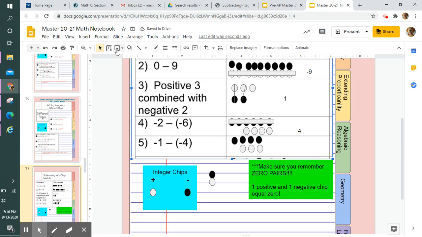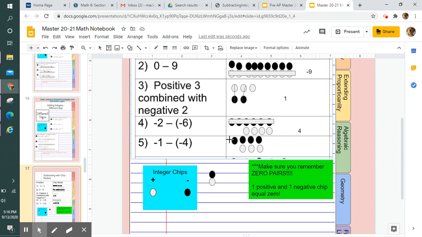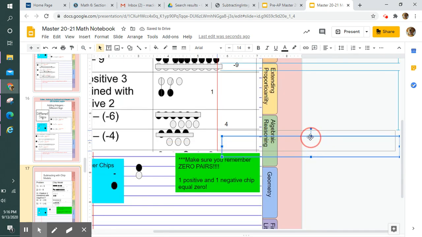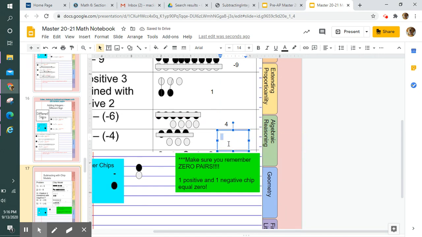So we're going to get our rectangle from up here. We are going to get rid of our negatives. And what we're left with is 3 of them that are all positive. So that means that my answer is going to be positive 3.